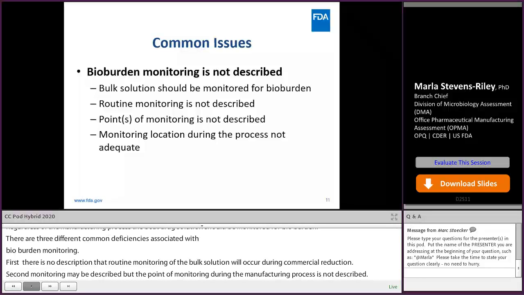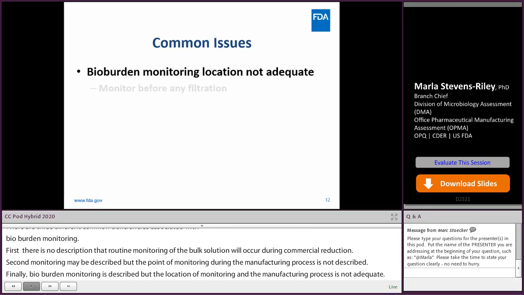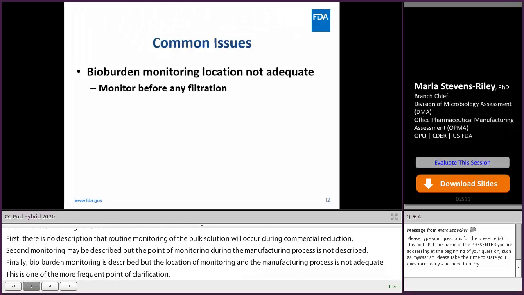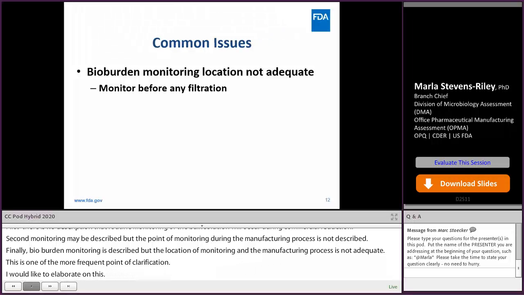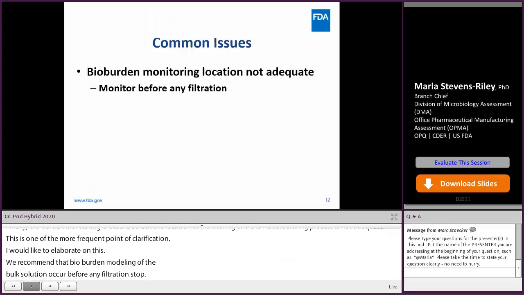This is one of the more frequent points of clarification. I'd like to elaborate on this. We recommend that bioburden monitoring of the bulk solution occur before any filtration step. Bioburden monitoring is an important in-process control that can help one understand the microbiological quality of the bulk solution.